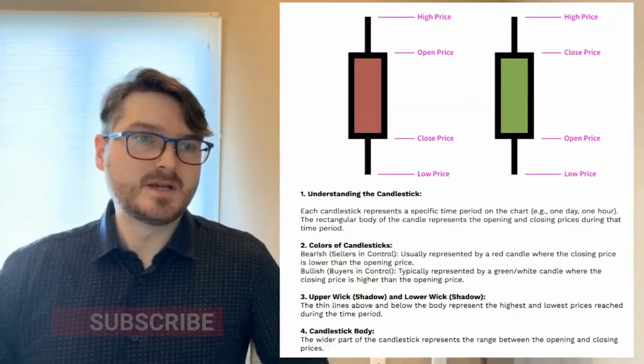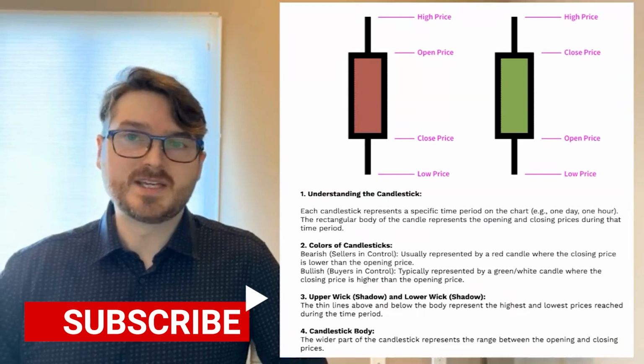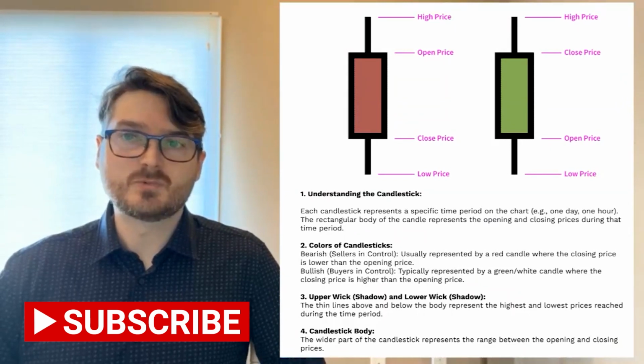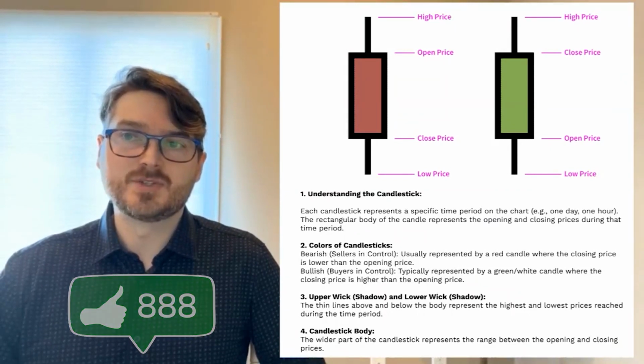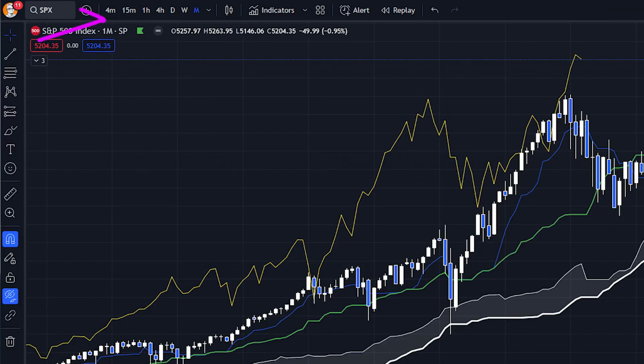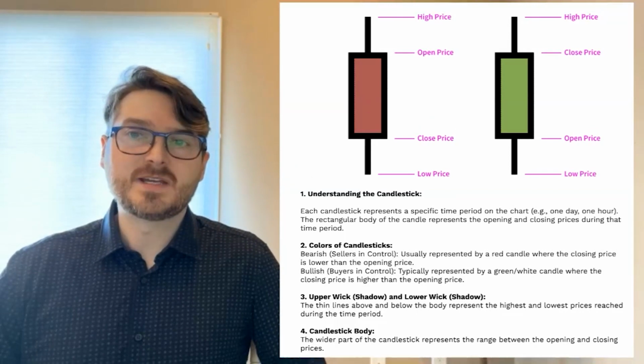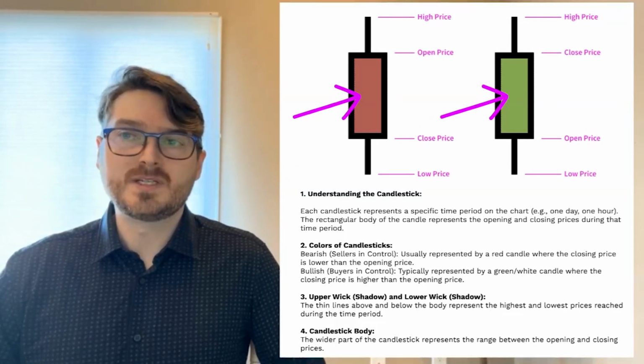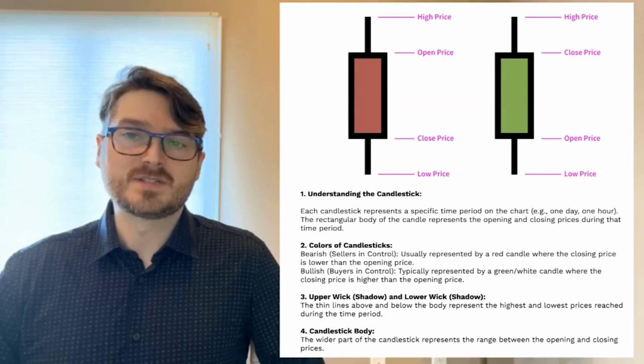Let's hop in. So it's important to understand the candlestick first. Each candlestick represents a specific time period on the chart, for example, 1 day, 4 hours, 1 hour, 1 month. The rectangular body of the candle represents the opening and closing prices during that time period. The colors of the candlestick.